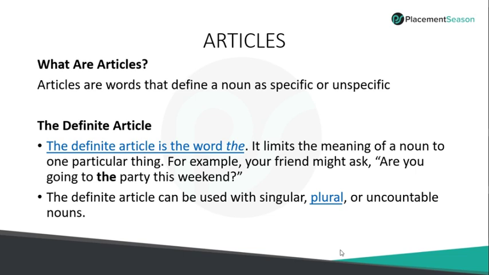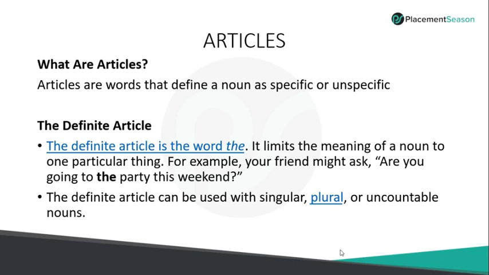Now moving on into articles. What are articles? Articles, all of us know, are words that are used to define a noun, either as specific or as unspecific. Let's move on into the types of articles. There are two types of articles: definite articles and indefinite articles. The definite article is 'the', which means it limits the noun to a particular person or thing.